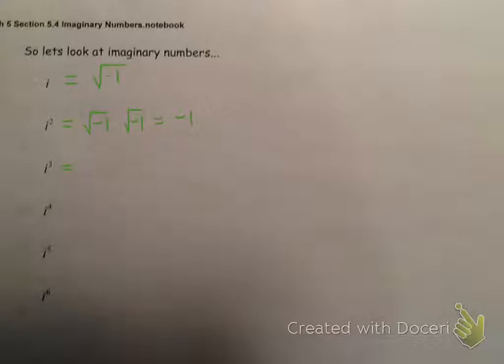If we do that 3 times, the square root of negative 1 times the square root of negative 1 times the square root of negative 1, well, we know that 2 of them is negative 1, and 1 more of them is i, so we get negative i.